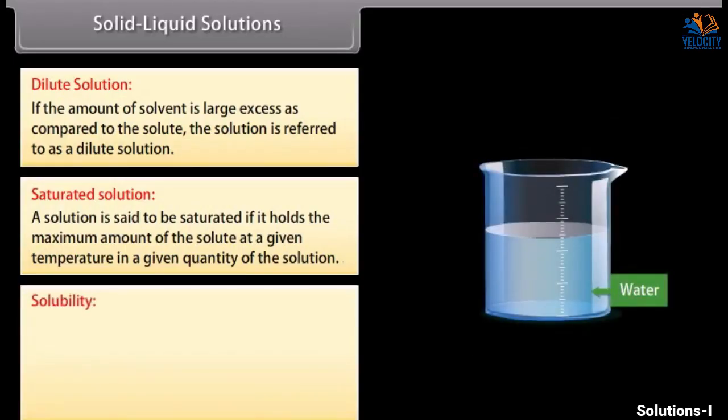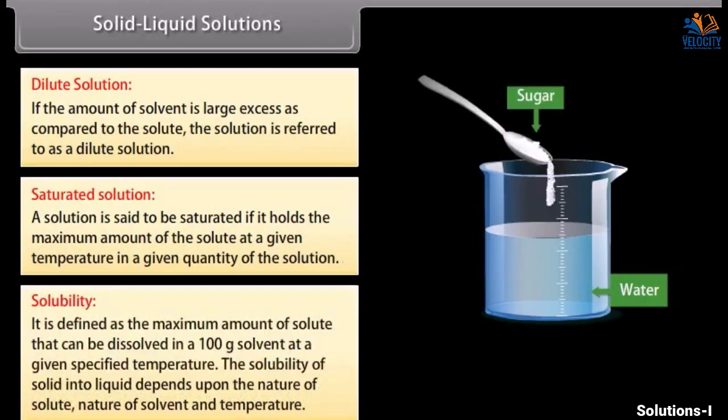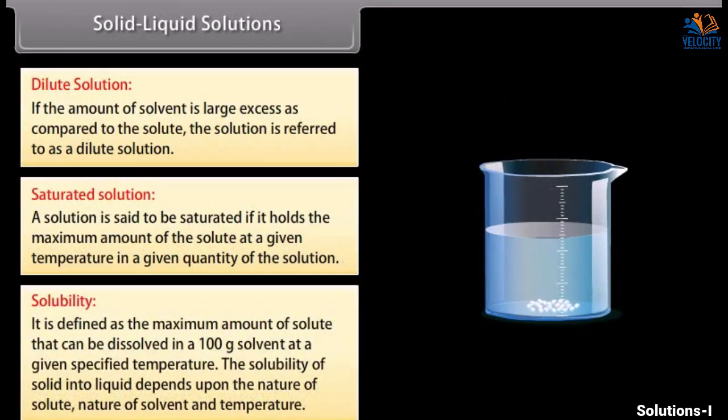Solubility. It is defined as the maximum amount of solute that can be dissolved in a 100-gram solvent at a given specified temperature. The solubility of solid into liquid depends upon the nature of solute, nature of solvent, and temperature.